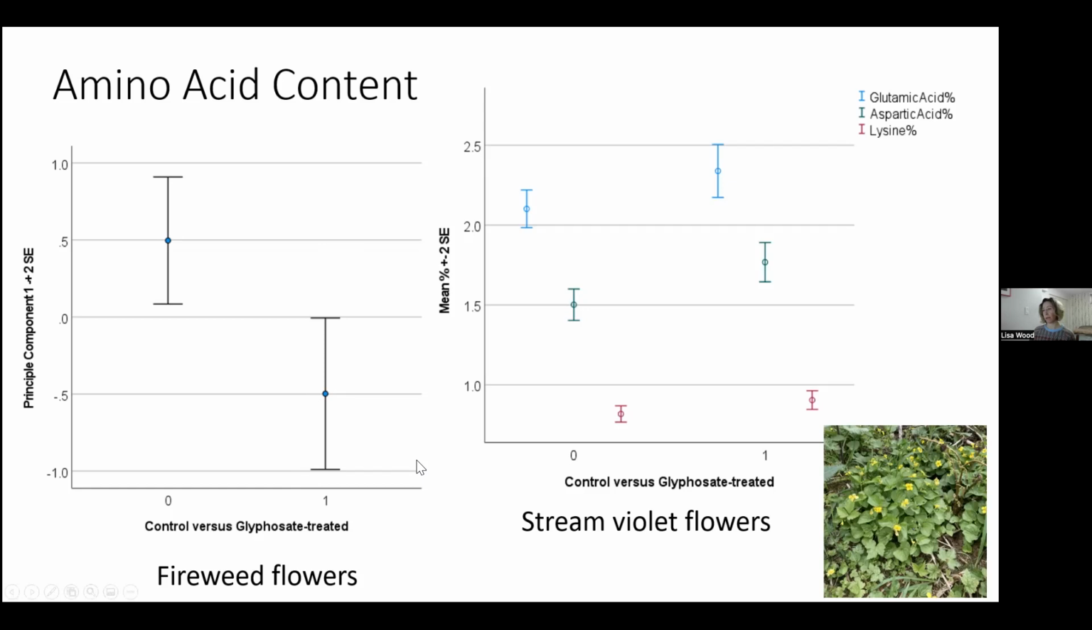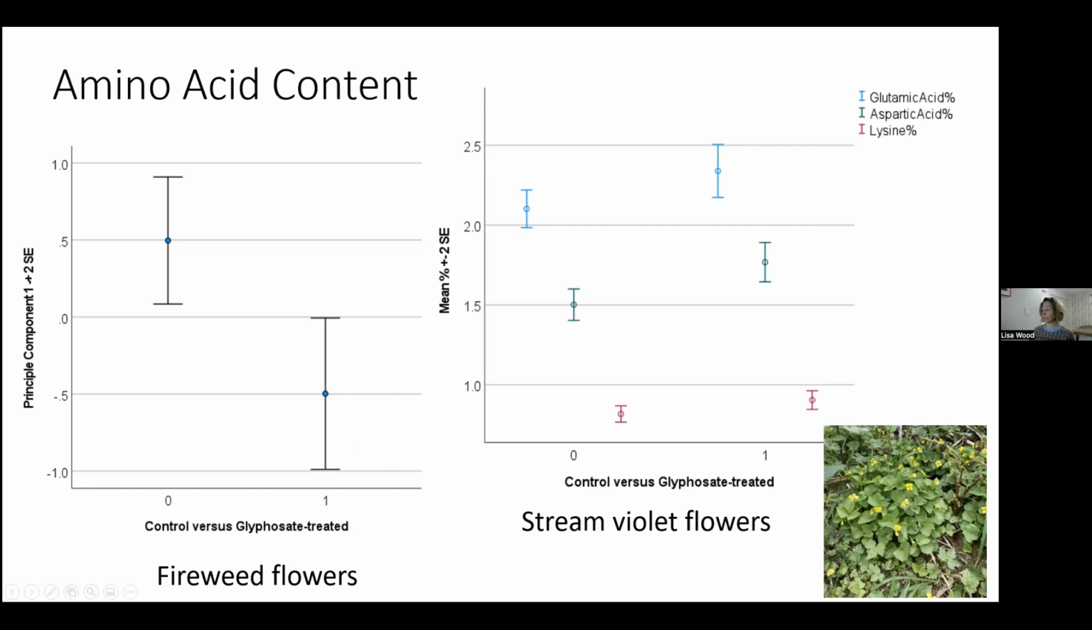So we tested fireweed flowers. 13 out of 15 amino acids were significantly lower than in control samples when the glyphosate had been applied. So that's a pretty significant effect. However, again, we see a little bit of an opposite effect in the stream violet. In stream violet, only 3 of the 15 amino acids were significantly different, and those 3 amino acids were actually higher in the treated stream violet flowers.